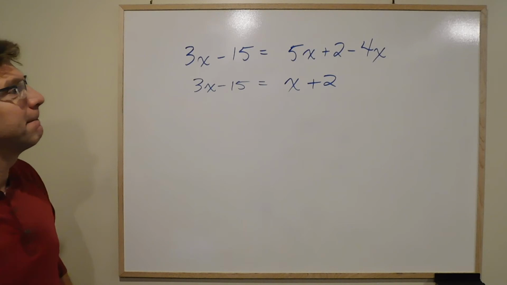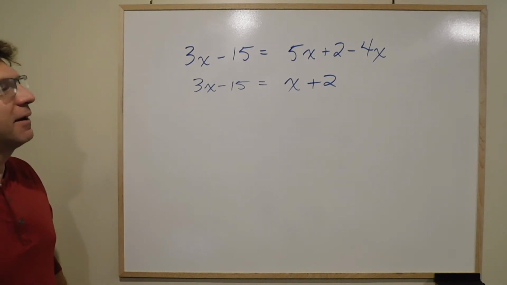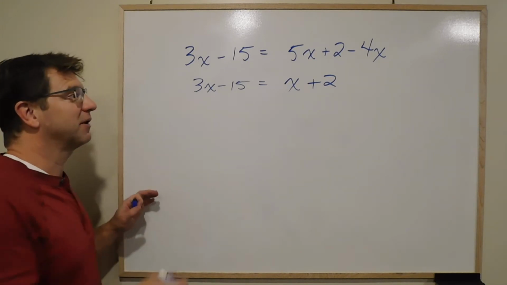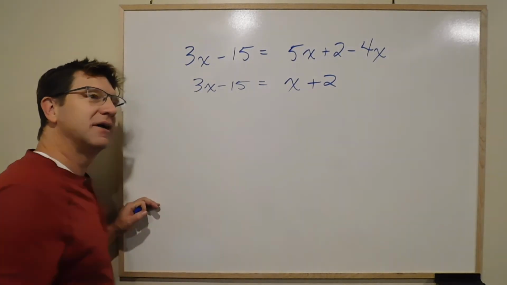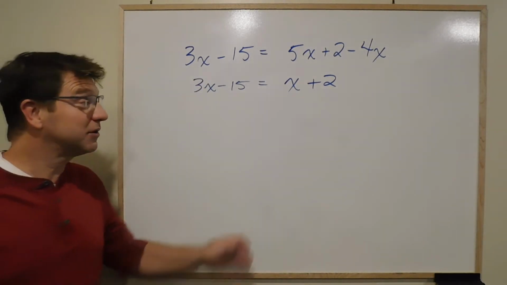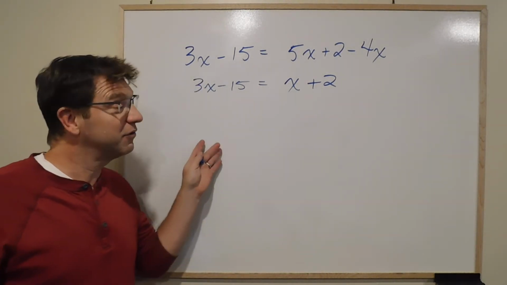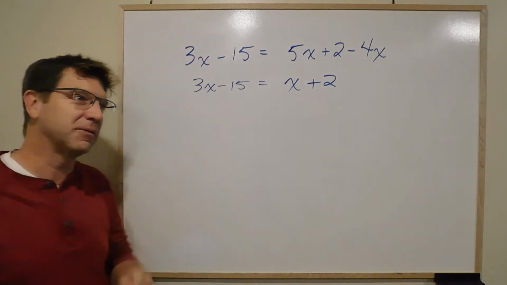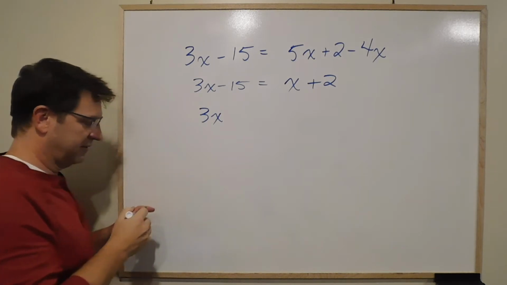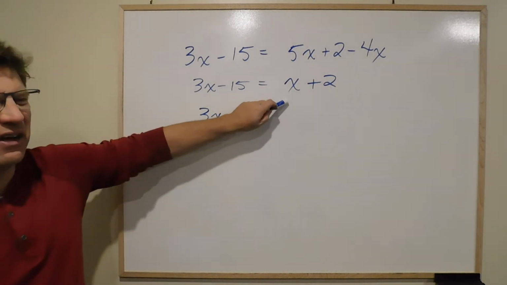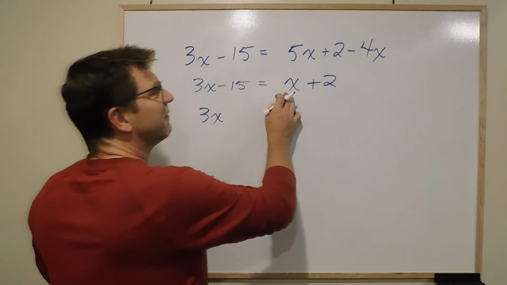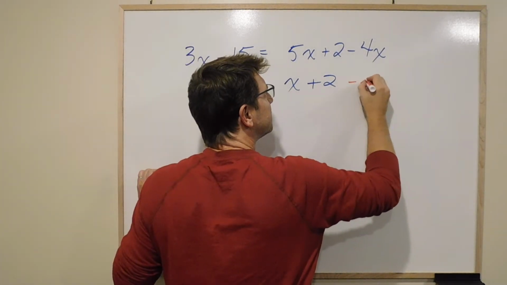All right, so now I want to have the variables. I like to have the variables on the left. The problem I have with this one, I have variables on the left and the right, and I have numbers on the left and the right. So I'm going to choose to put my variables on the left, and I'm going to choose to put my numbers on the right. Here's how I'm going to do it. I'm going to leave this 3x. I want to get rid of this x over here because I don't want any variables over there. I have an x. To get rid of it, I'm going to subtract an x.